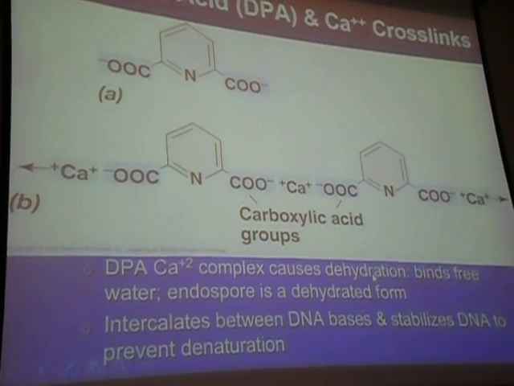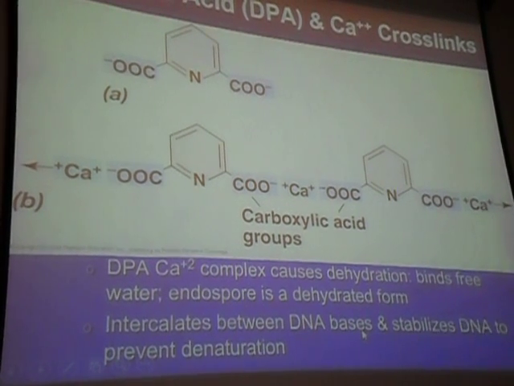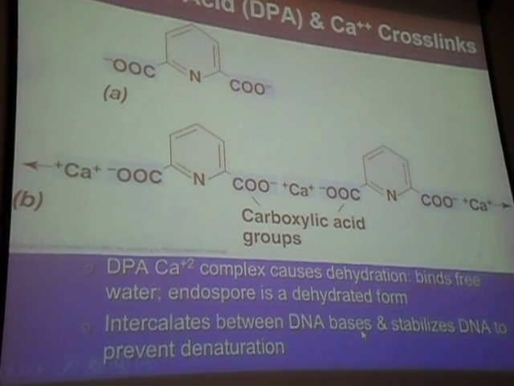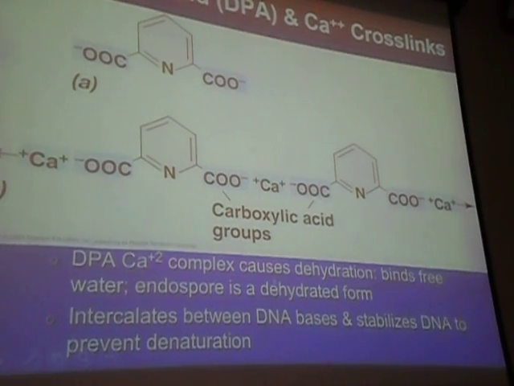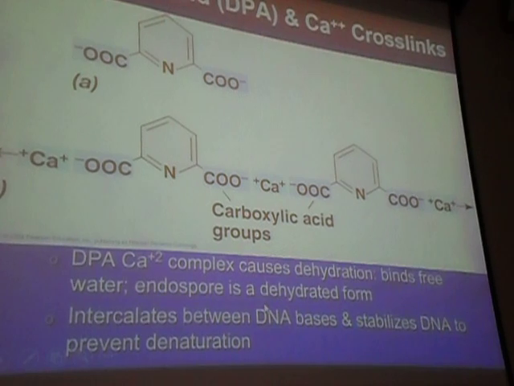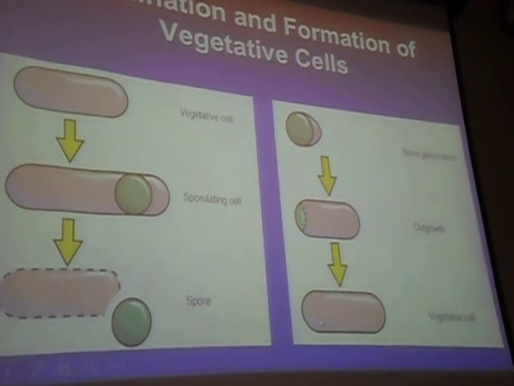The other thing they believe it does is it intercalates between the DNA bases. Intercalate means it gets between the bases and stabilizes DNA to prevent denaturation. So basically two functions: it causes dehydration, and it increases the stability of the DNA that's being stored within that endospore.